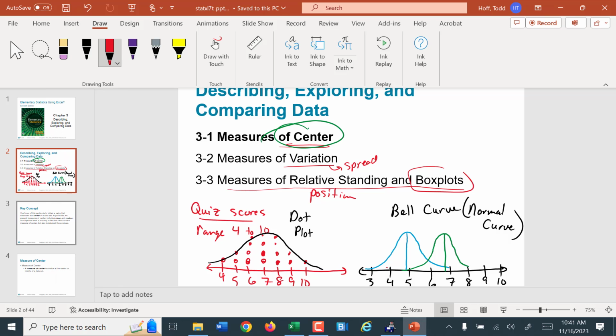And then I might have one that looks like this. It has the exact same center as the blue curve, only this one's much narrower. When we talk about variation or spread, that's what we're talking about: how wide or narrow is this curve. When we talk about relative standing or position, we're talking about single data points within this distribution. We're not really describing the whole distribution itself. So it's these first two, center and spread, that describe the shape of that bell curve.